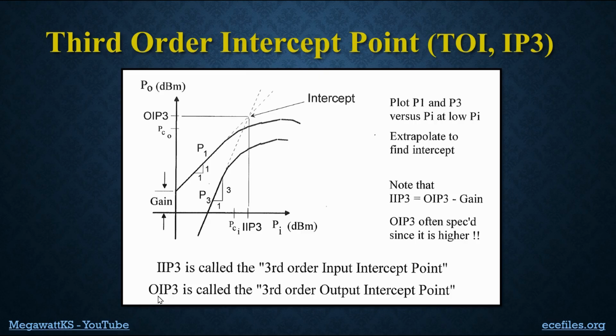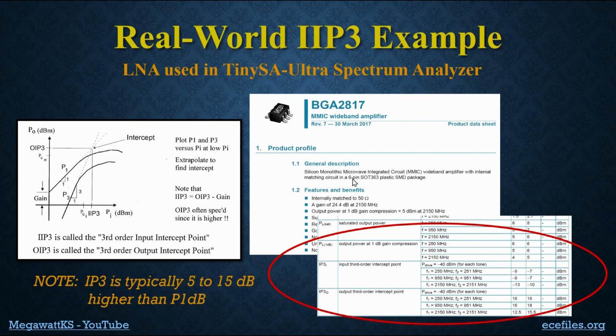It's often quoted as the output intercept point because, well, it's the bigger number. But they sometimes quote it as the input intercept point as well. They might give you both of these numbers. These two numbers only differ by the gain in dB. All right, so this is supposed to be about real world stuff, so let's bring in a data sheet.